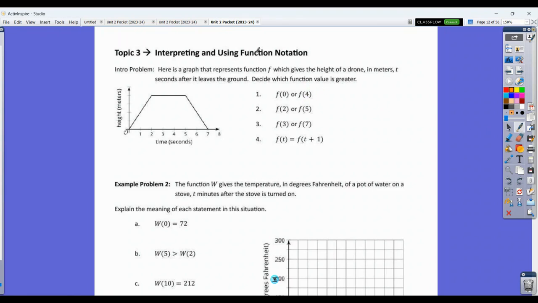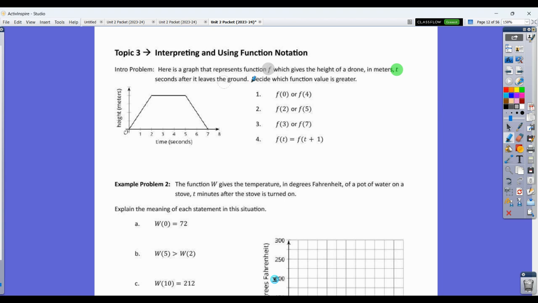Here is a graph that represents function f, which gives the height of a drone in meters t seconds after it leaves the ground. Decide which function value is greater. Okay, so again, we have this function f that's giving us the height of a drone, and that drone's going up and getting higher and higher each time. And then we have this t seconds after it leaves the ground. So we have those two ideas there.